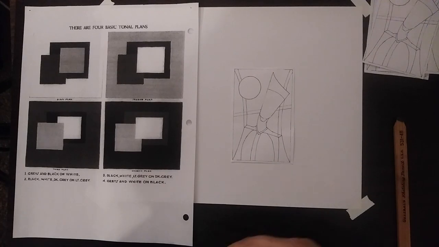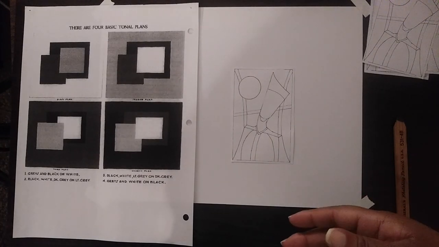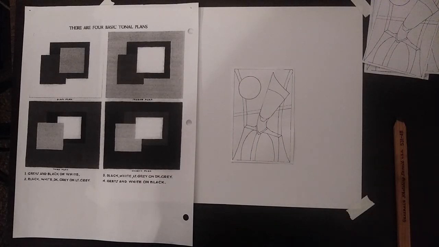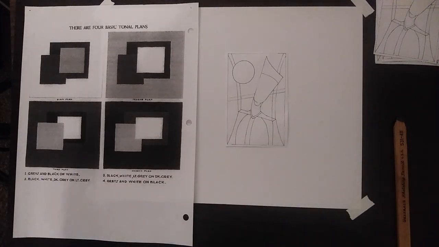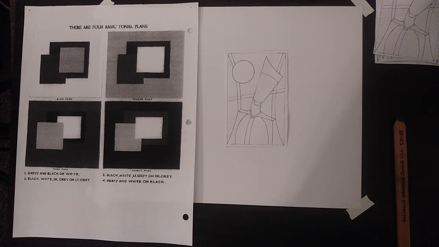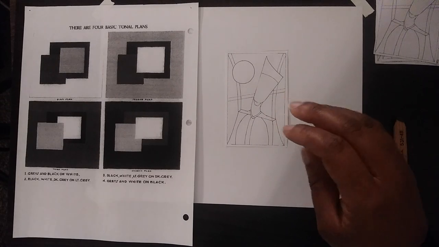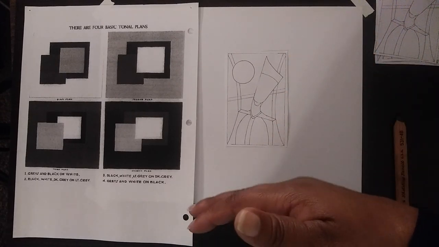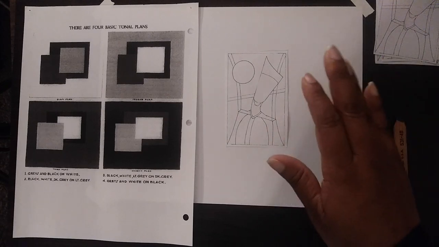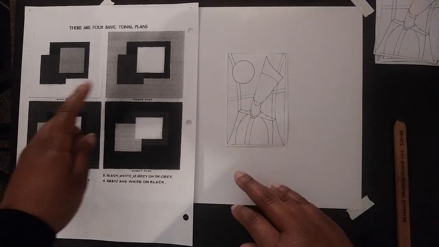And then I'm going to work on light logic and getting some value distribution. And then I'm going to come in with some simple color schemes. So I'm going to start with this first. One thing that I am going to do is a time lapse of this, so that way the demo is not further along than what it should be. But I'm going to do the four different tonal plans.